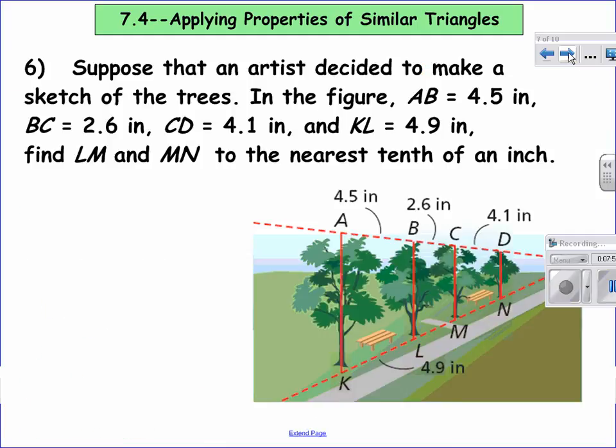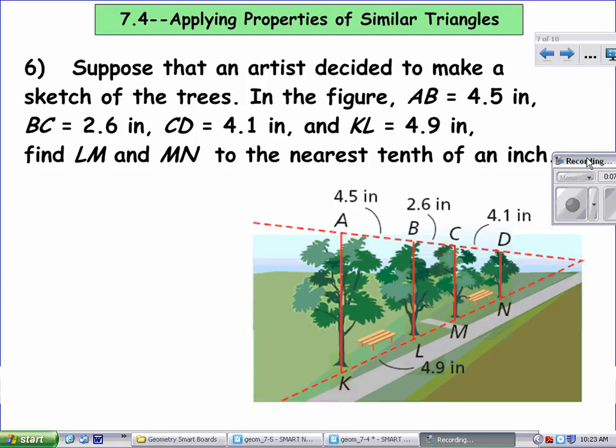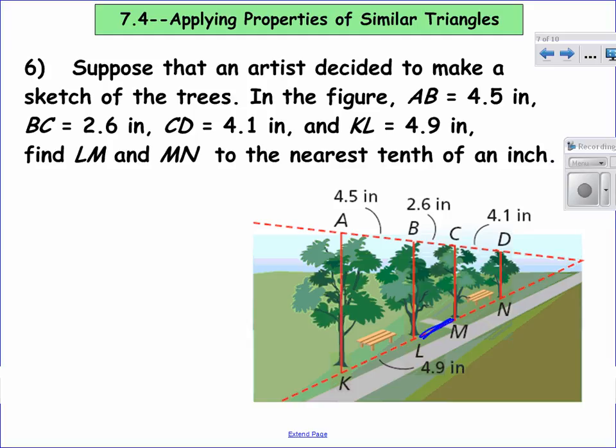Now we can use this idea here in this word problem to find these unknown sides over here. We're looking for, which ones do they want? LM and MN. So the assumption we're making here is these trees are parallel to each other. The red lines are parallel. And if I make that assumption, then basically I can set up a couple of ratios here.